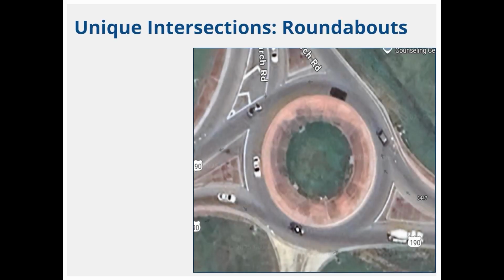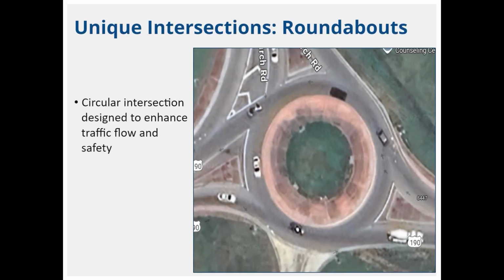A roundabout, or traffic circle, is a circular intersection designed to enhance traffic flow and safety. Vehicles travel counterclockwise around a raised center island, and all entering traffic must yield to vehicles already in the roundabout. When entering a roundabout, drivers must navigate a sharp curve and reduce their speed to 15 to 20 miles per hour. Once inside, continue moving until reaching the appropriate exit, following pavement markings and traffic signs.